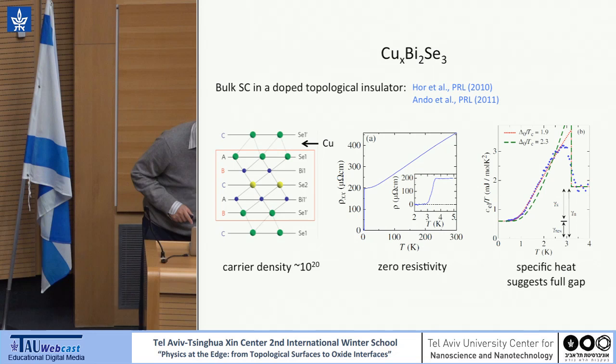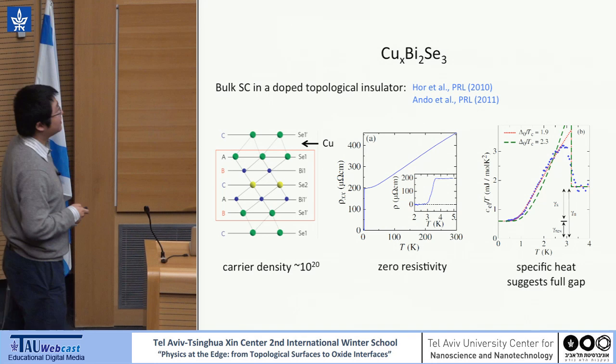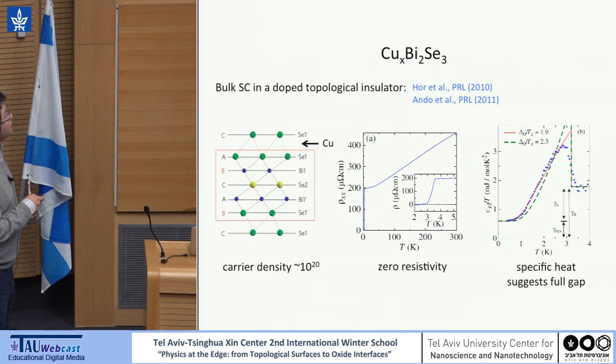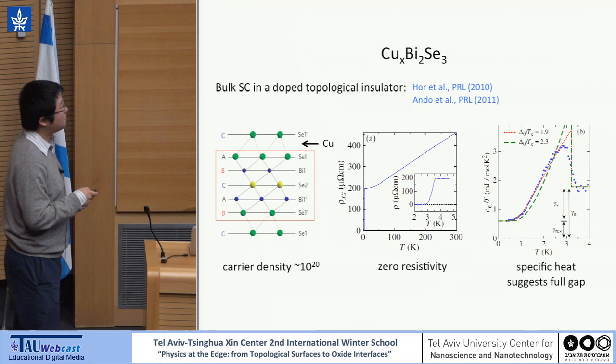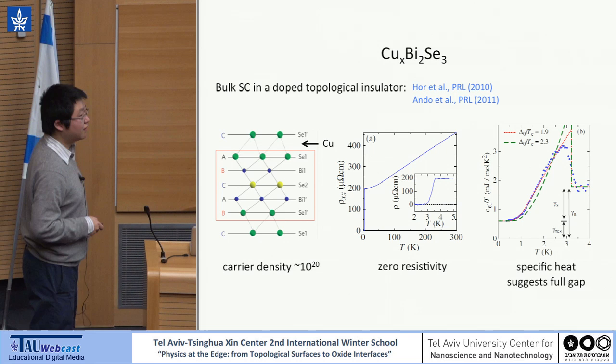So let me focus on this example, copper doped bismuth selenide. This material was discovered in 2010 by Cava's group at Princeton University. By doping copper, the carrier density was raised to about 10 to the 20, and bulk superconductivity was achieved. So this is a true bulk superconductor. There was a lot of material effort by Yoichi Ando's group, which led to zero resistance states a year later. And the specific heat is consistent with a full superconducting gap.